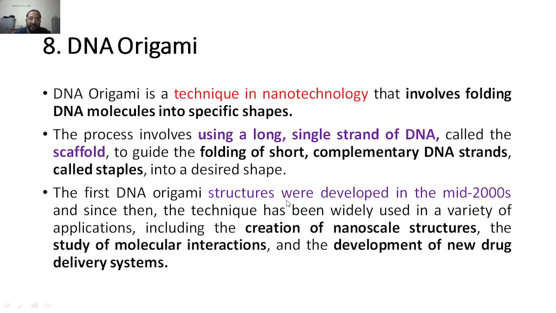Now the first DNA origami structures were developed in the mid 2000s. Since then the technique has been widely used in a variety of applications, including creation of nanostructures, study of molecular interactions, and development of new drug delivery systems. So as we discussed, creation of new nanostructures. What is the diameter of the DNA? It is 2.5 nanometer, right? So DNA is a natural nanomaterial. This DNA origami can be used to create nanostructures.